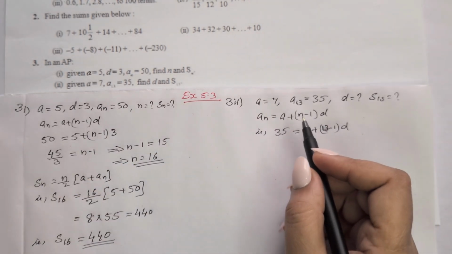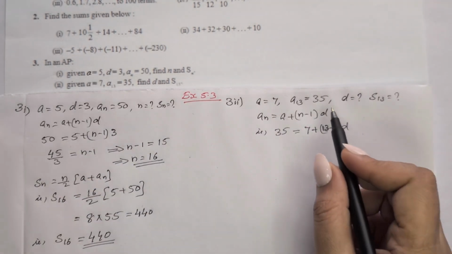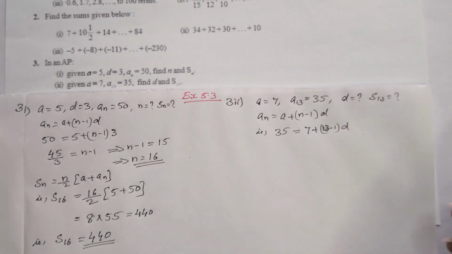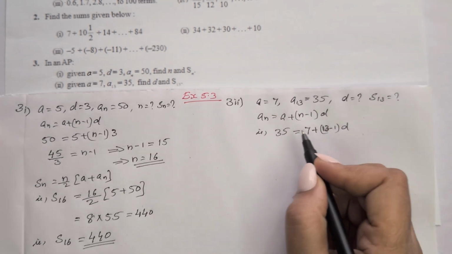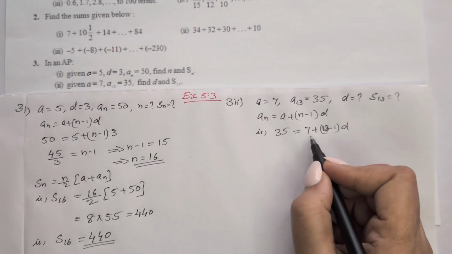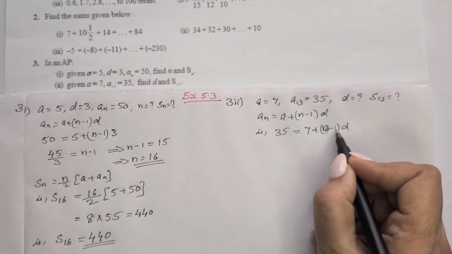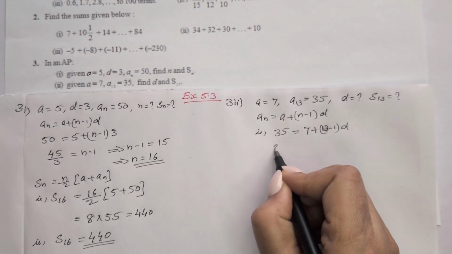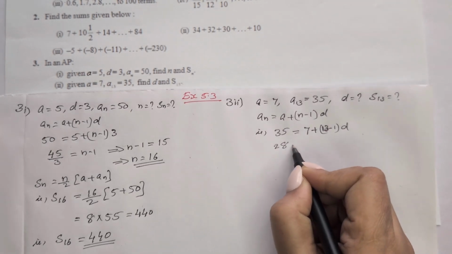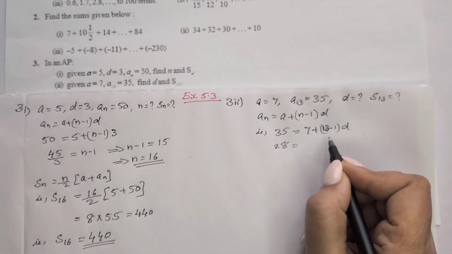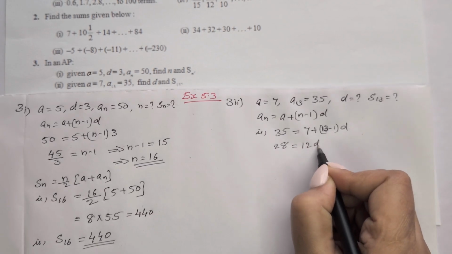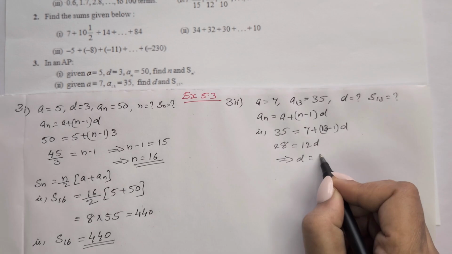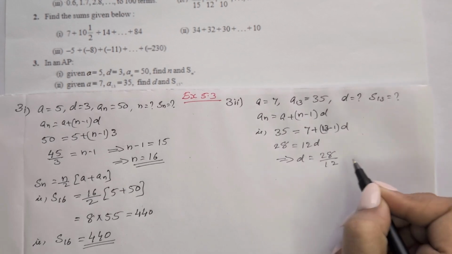Second one, a is equal to 7, a13 is equal to 35. We have to find the common difference d and the sum of 13 terms. So an is equal to, in that formula, 35 is equal to 7 plus 13 minus 1 into d. Move 7 to this side, it will become 28 is equal to 13 minus 1, 12, 12d, which implies d is equal to 28 by 12.